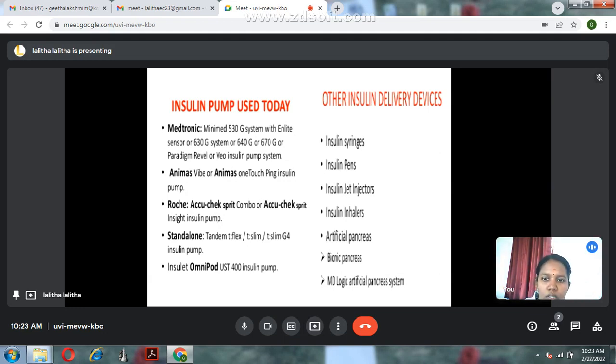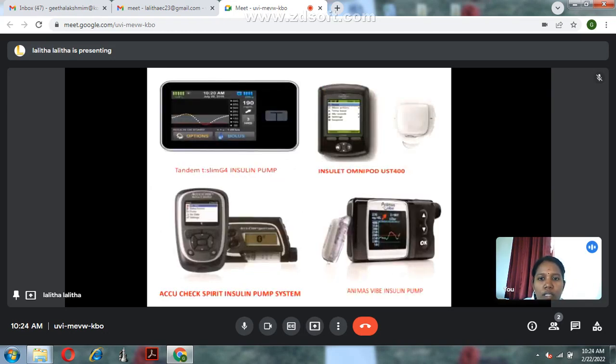Roche, standalone. These are the insulin pumps used today. Other insulin delivery devices are insulin syringes, insulin pens, insulin jet injectors, insulin inhalers, artificial pancreas, bionic pancreas, and closed-loop artificial pancreas systems. These are the other insulin delivery devices. So these are the insulin devices used in our world.